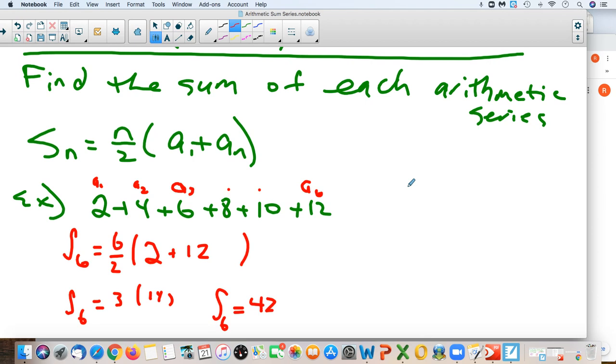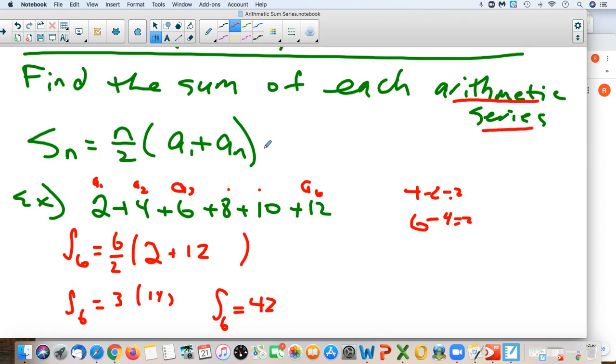You did not have to go 4, take away 2 to see the common difference is 2. And then you go 6, take away 4, the common difference is 2. You all can see there was a common difference of 2 because 2 plus 2 is 4, plus 2 is 6, plus 2 is 8. But I was very nice here. I'm telling you, it's an arithmetic series.